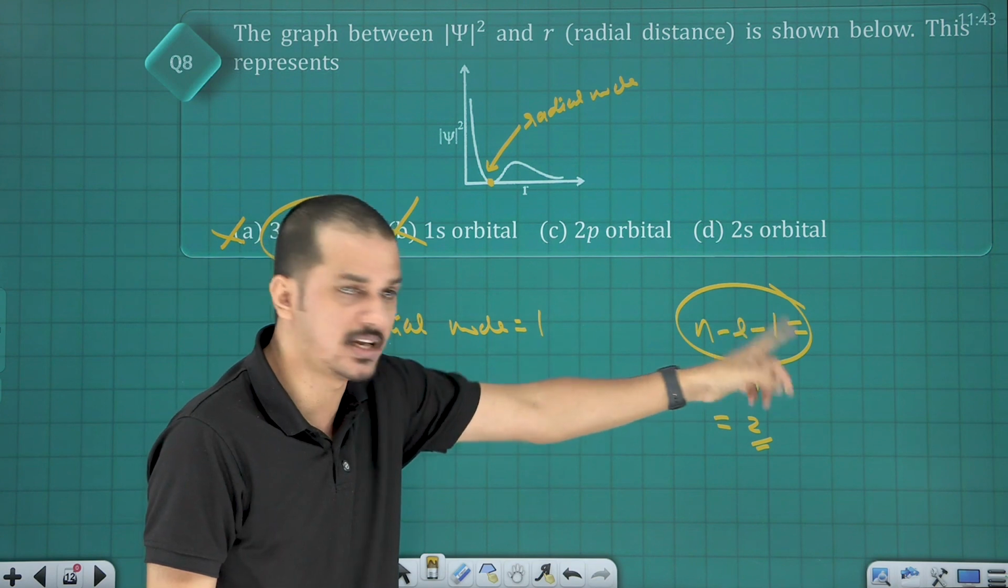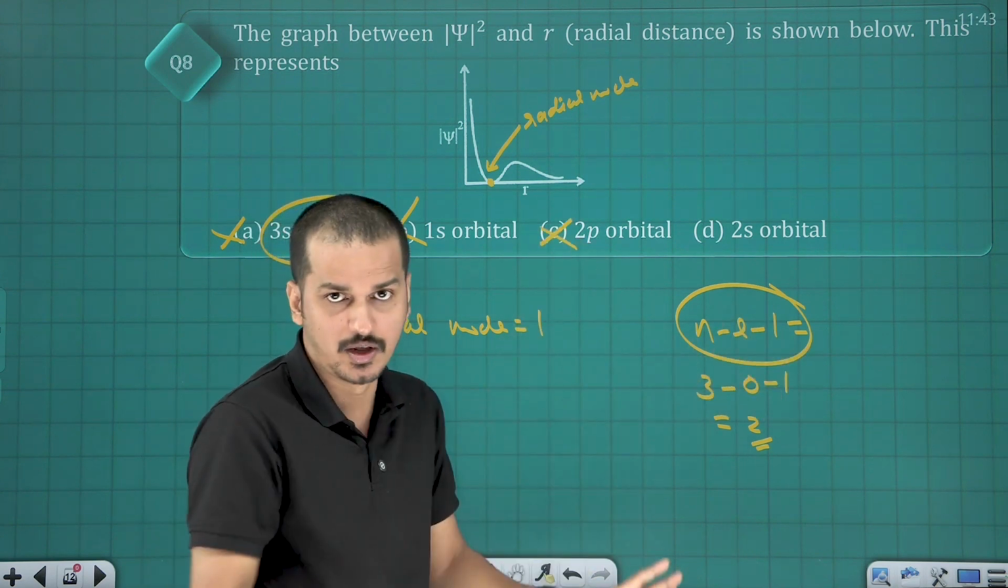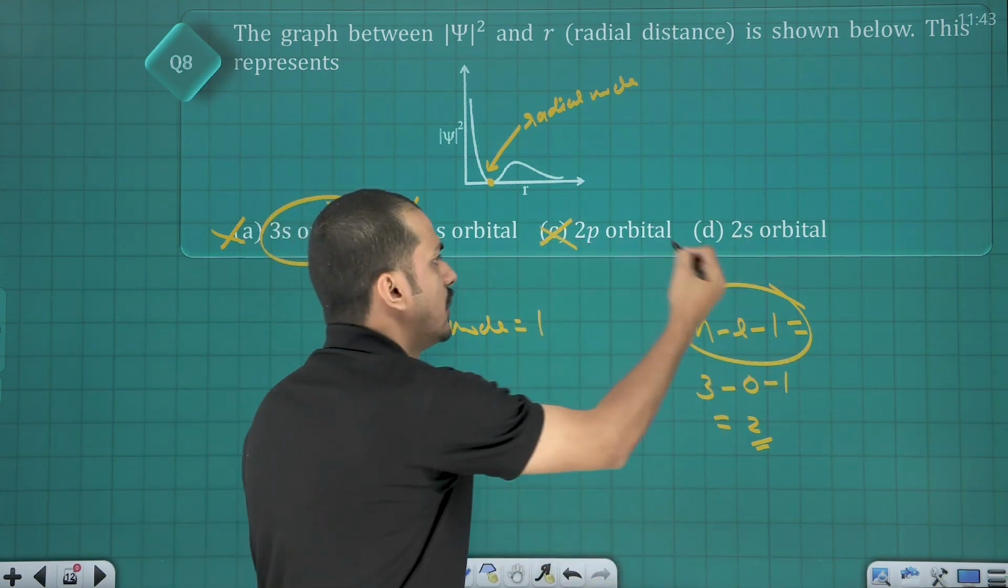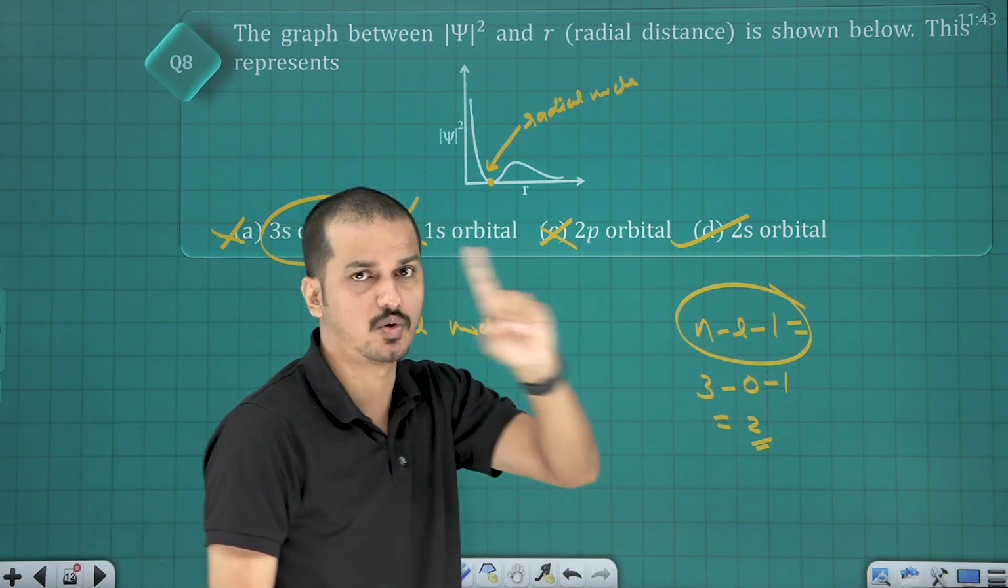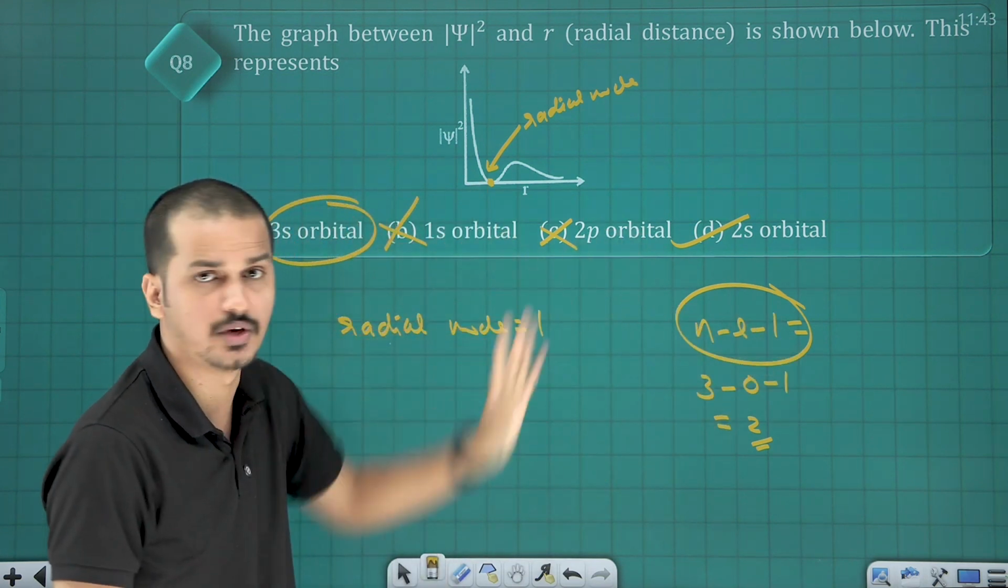So 2 minus 1 minus 1, that is 0. That also has no radial node. Then what is the answer? The 2s orbital. 2s orbital means 2 minus 0 minus 1, so 1 radial node will be there. The answer is the 2s orbital.